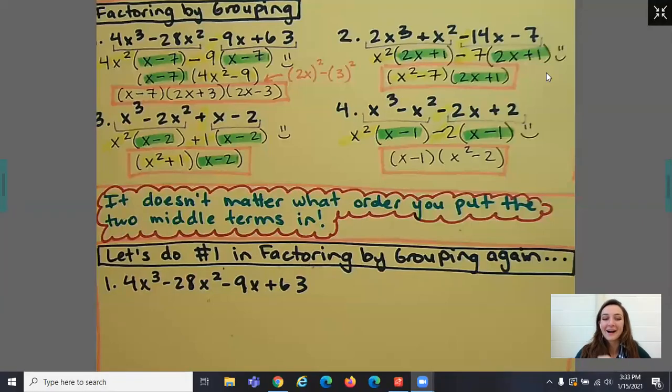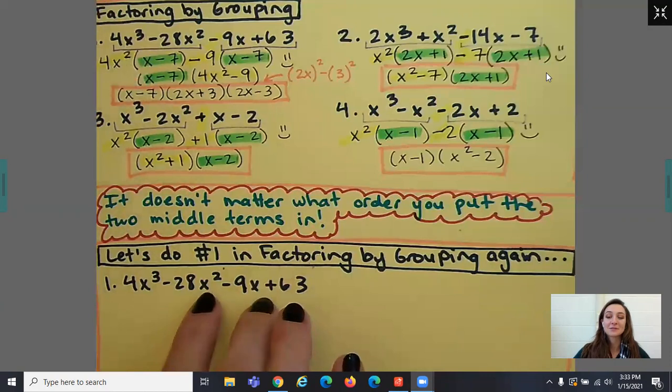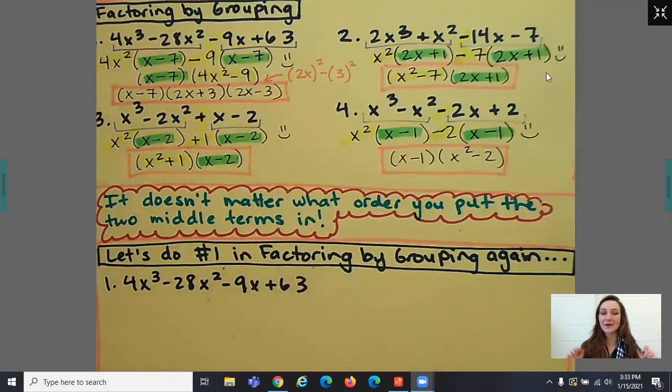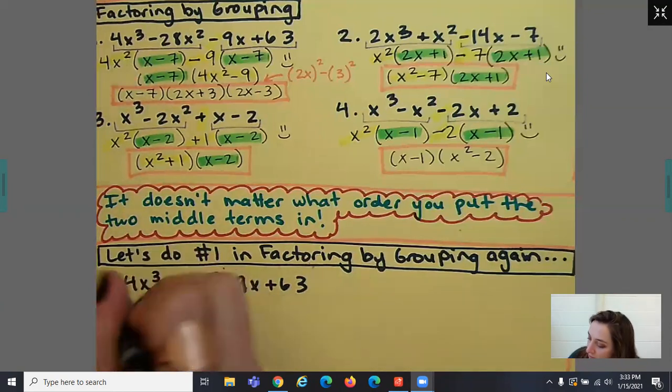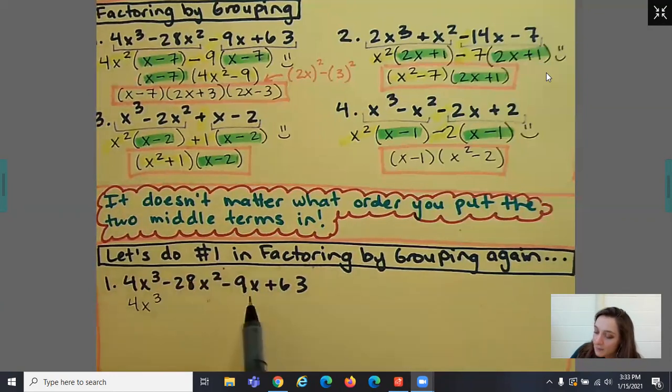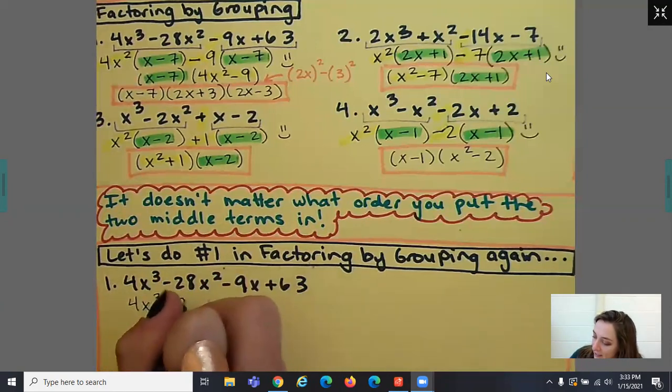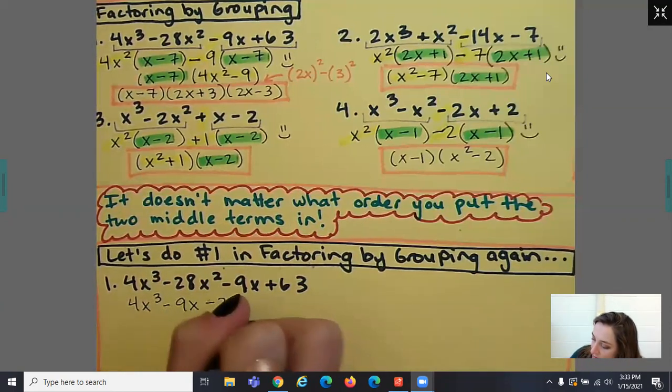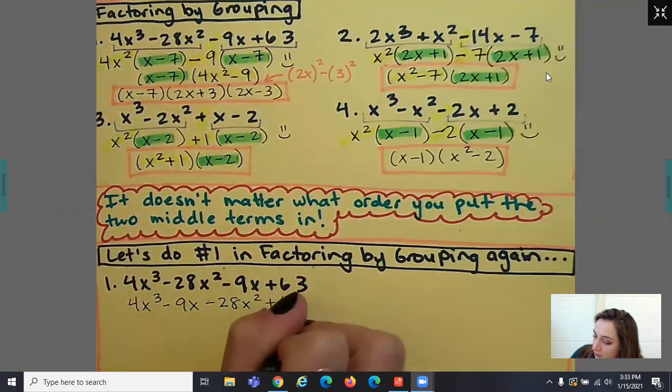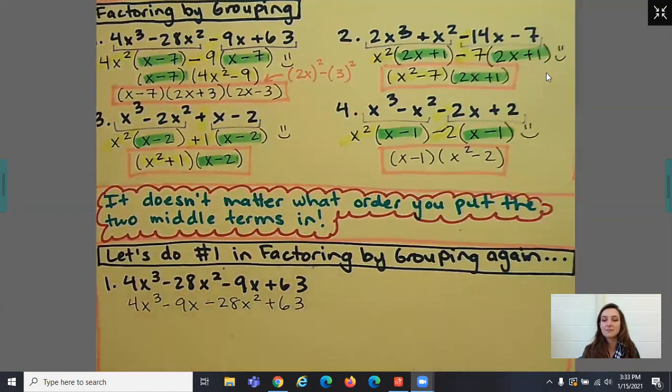Hello everyone. I'm going to show you how that first problem that we did in factoring by grouping can actually be done if these two terms in the middle are flipped. So let's do a fun little thing here. We're going to rewrite 4x to the third, but instead of writing negative 28x squared first, I'm going to write minus 9x minus 28x squared and then plus 63. I'm just going to show you that it actually doesn't matter what order these two in the middle are in, and you'll still arrive at the same answer.